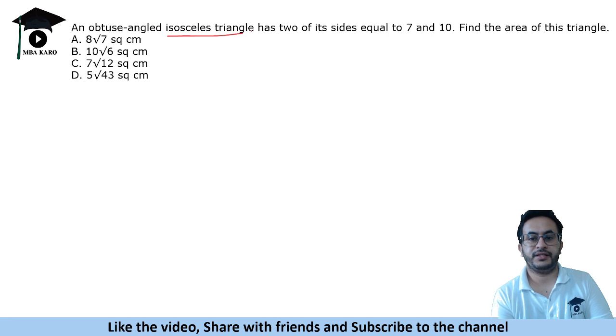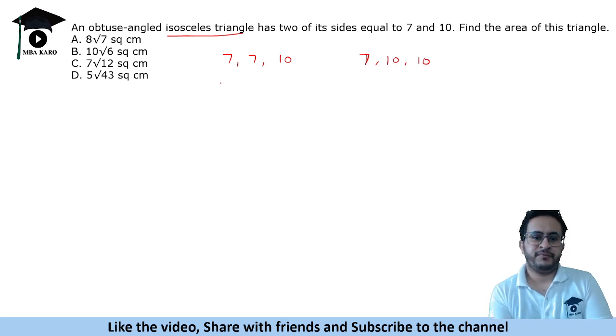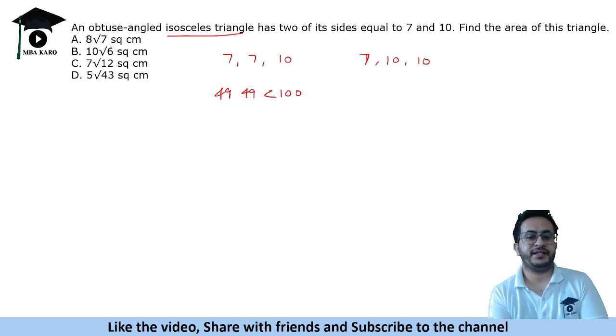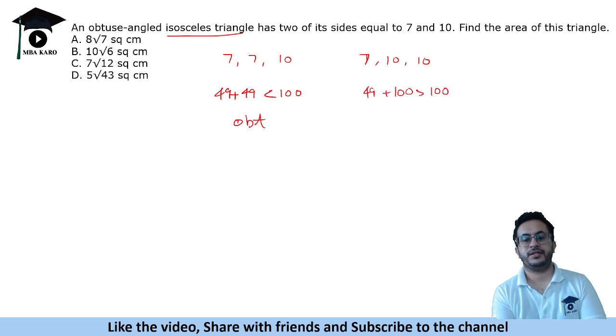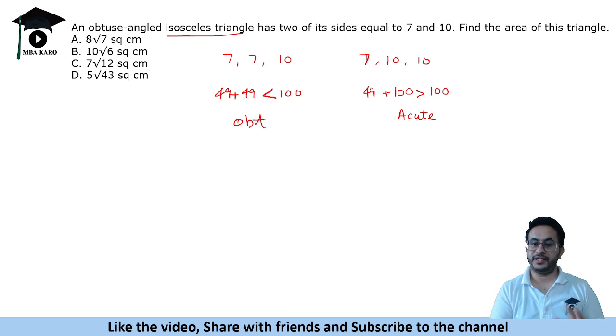So isosceles triangle, that means two of the sides are equal, so either it is 7, 7, 10 or it is 7, 10, 10. If it is 7, 7, 10, then 49, 49, and this is 100, right? So this is greater than the sum of these two, so this is the obtuse one. Now if you see this, it is 49, 100, and this is 100, so this is the acute version. So the obtuse version is easy. Obtuse is where the square of the larger side is more than the sum.